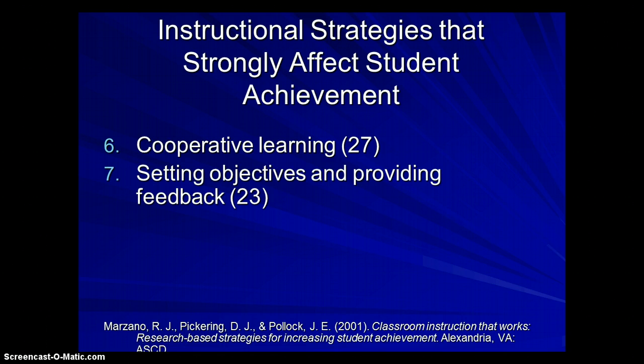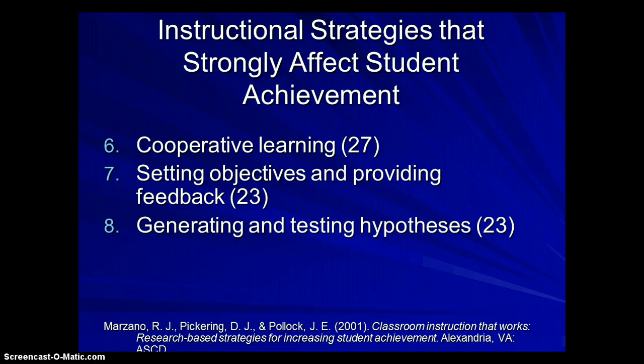Number 7, setting objectives and providing feedback. Now, we've talked a lot about setting objectives or learning goals. So this is something we do as teachers. But then you also share those learning goals with your students, and you give them feedback about how well they are meeting those goals. So when they complete a homework assignment, when they're giving a group presentation, you draw their attention back to what they should have been learning and how well they are meeting those goals. That is a lot more effective than just saying they got an 88 on the assignment.